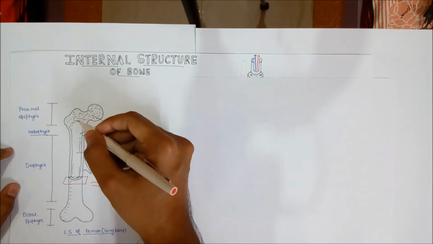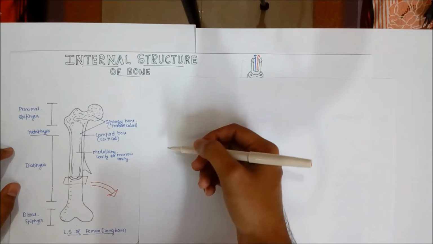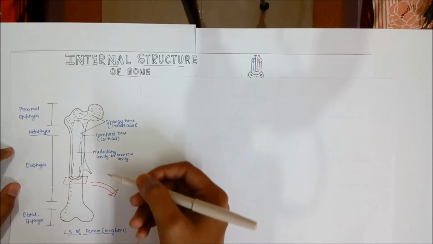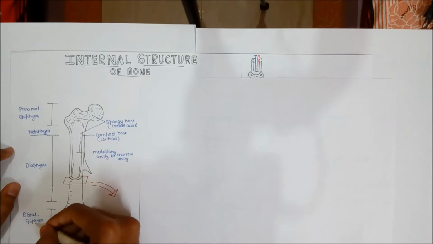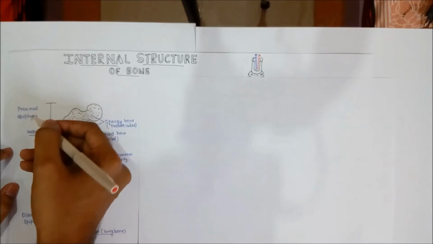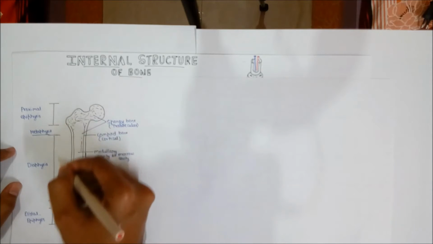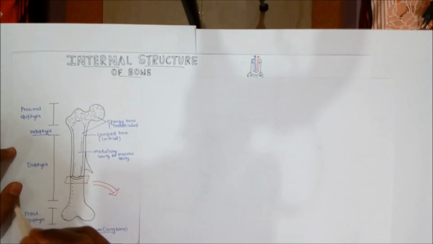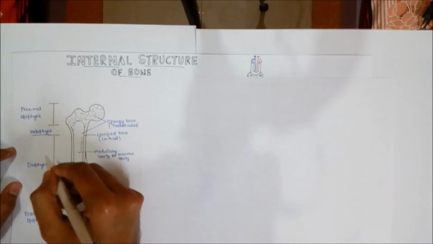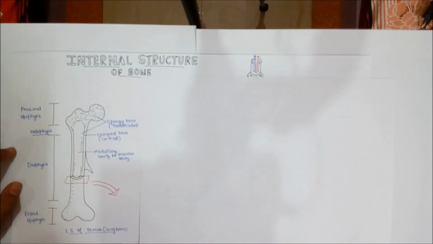Now here you can see that I have taken the longitudinal section of the long bone. Any long bone has distinct regions. The ends of the long bones are called epiphyses. The above one is called the proximal epiphysis and the below one is the distal epiphysis. The central part of the bone, or the shaft of the bone, is called diaphysis. The region that connects the diaphysis with the epiphysis is called metaphysis.